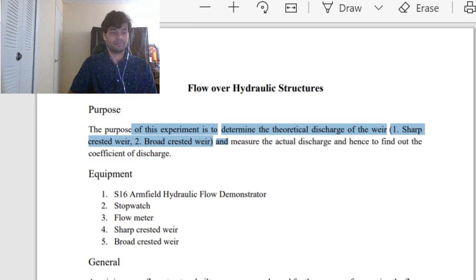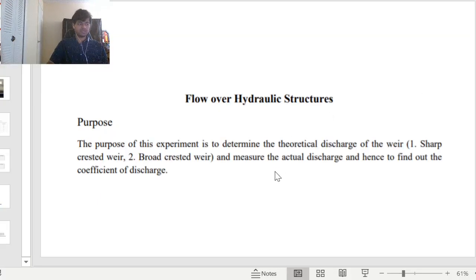All right, so this is our purpose: to measure theoretical discharge and actual discharge. The experimental or actual discharge is volume by time, right? For the theoretical discharge, we need some formula, right? So we need two formulas, one for the sharp crested weir and one for the broad crested weir, and we also have to measure the actual discharge, which is volume by time, so that we can compare. So let's go to the second slide.